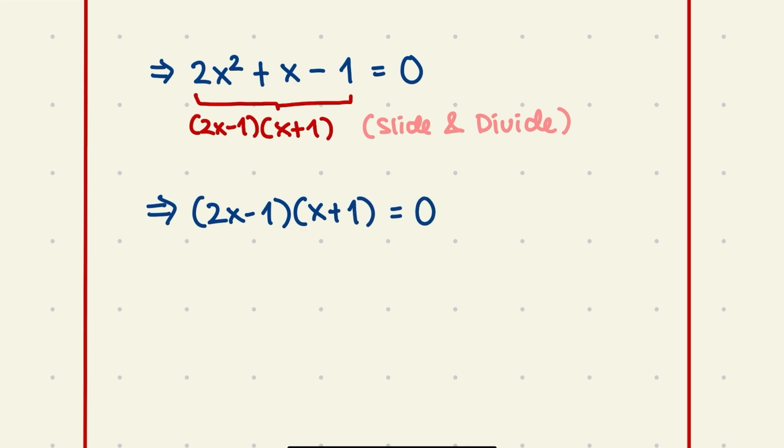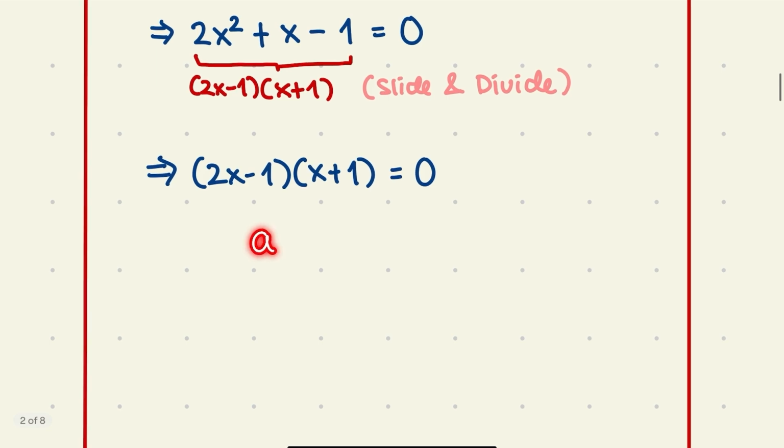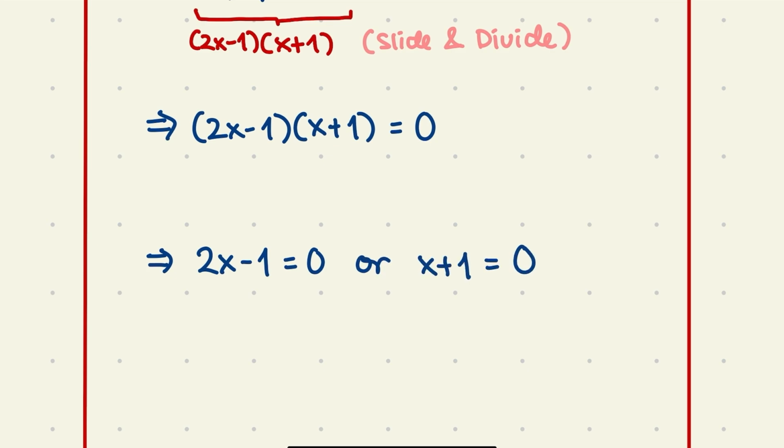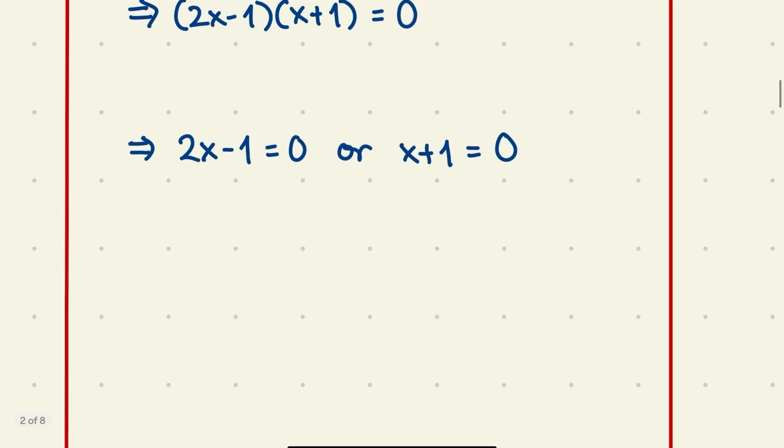And then from here, let me ask you a question. If we have a product of two numbers, when is this equal to 0? That is when either a is equal to 0 or b is equal to 0. So we apply the same idea out here. The solution for this equation is either 2x minus 1 is equal to 0 or x plus 1 is equal to 0. But in this case, we can solve this easily.